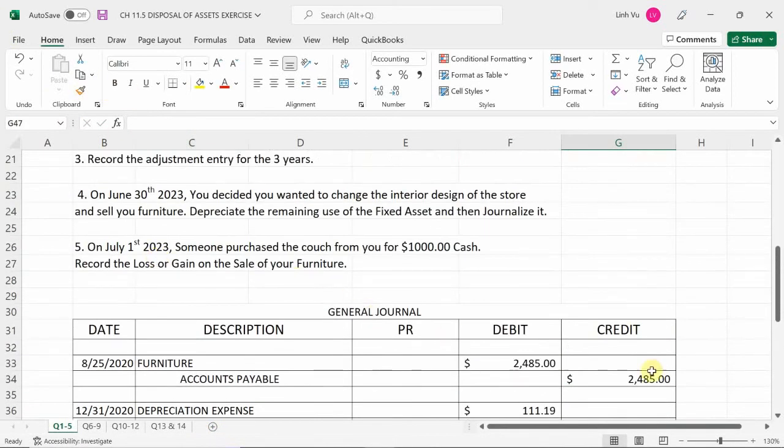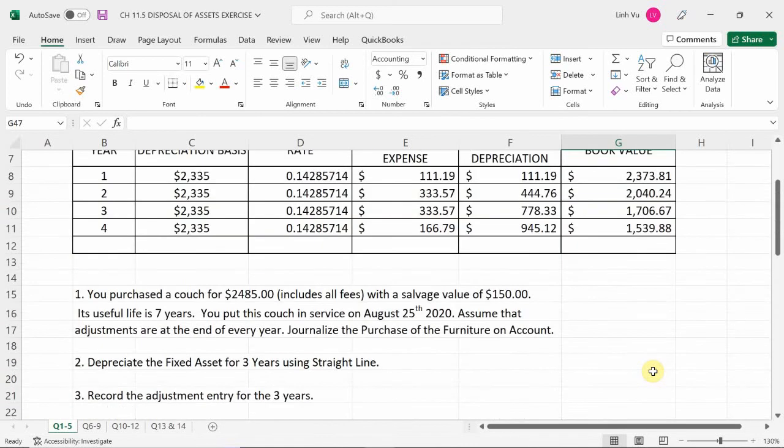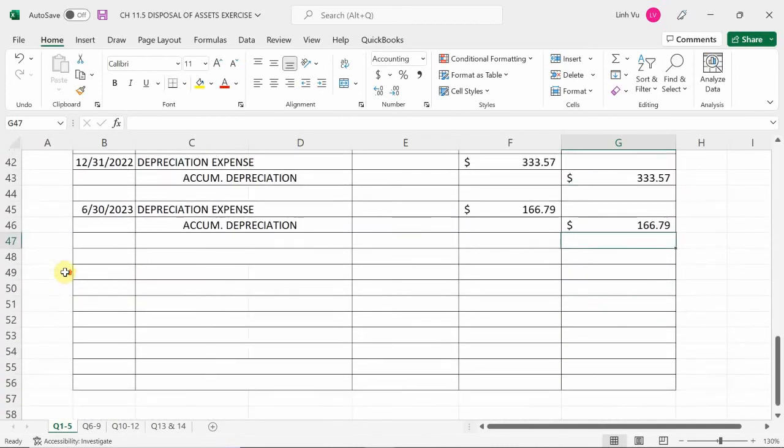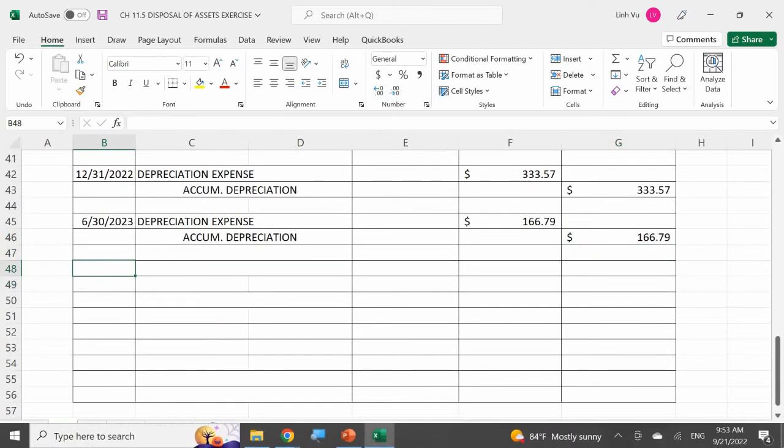Last question here says, then on July 1st of 2023, someone purchased the couch from you for $1,000 cash. Okay? So let's go ahead and record the loss or gain on the sale of your furniture. So what is the rule? What do I have to recognize first, if I'm trying to get rid of my asset? I sold it on July 1st of 2023. So how do I get rid of my fixed asset?